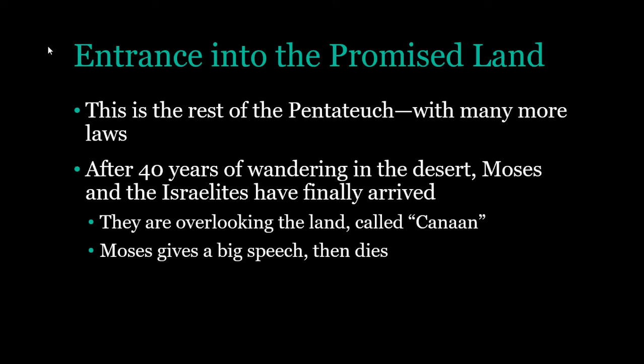That's important for you to write down. They have finally arrived, and they're overlooking the land. At the time, this land is called Canaan. Moses gives this great big speech, just sort of, we finally arrived, right? And then he dies. That's the setup for the book of Joshua right there.